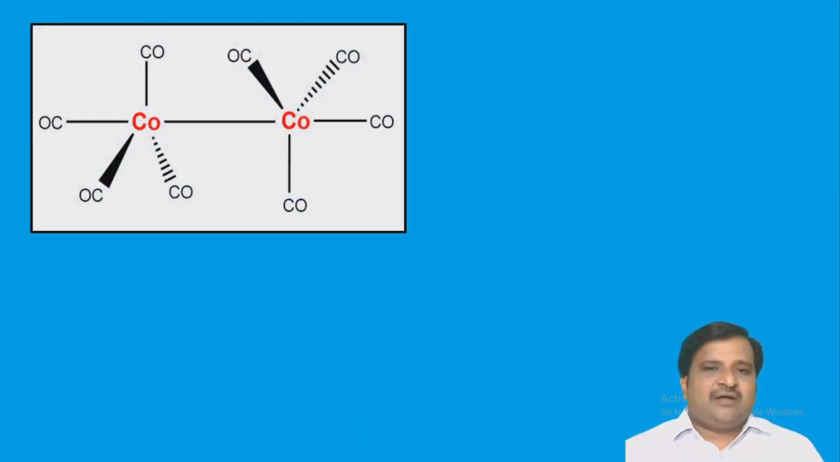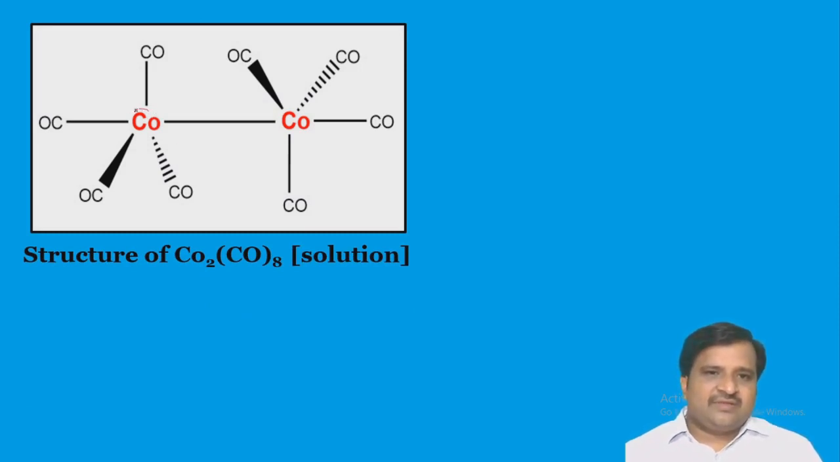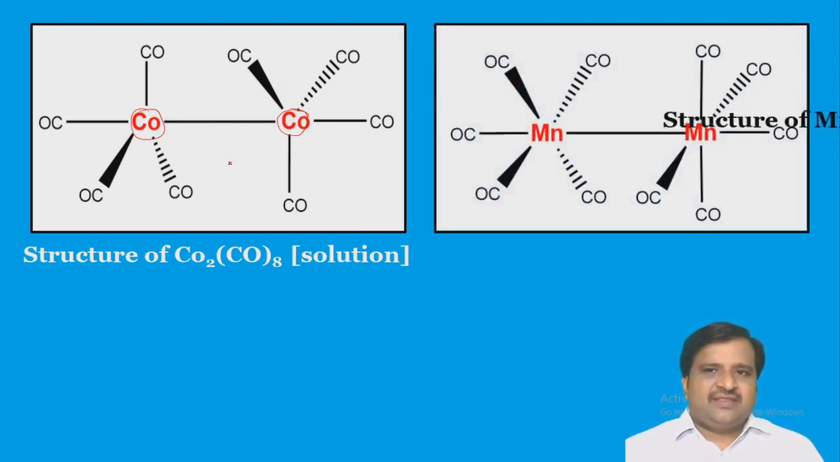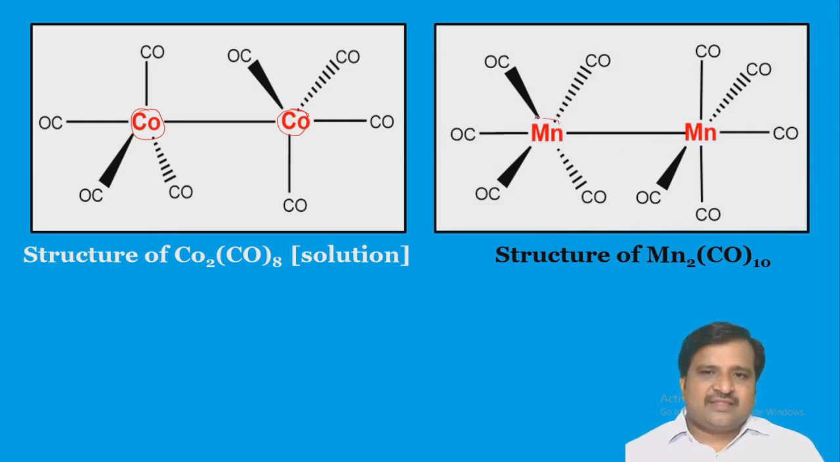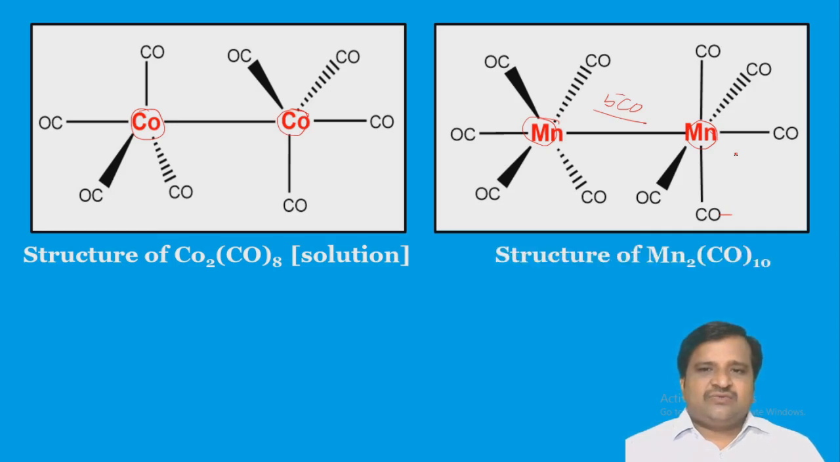The structure of Co2(CO)8 in solution state: here there is one cobalt and another cobalt metal, with a bond formed between these two metals. Each cobalt metal is bonded to four terminal ligands, and here also four terminal ligands. So there are no CO bridges in this carbonyl compound. In Mn2(CO)10, here also there are two metals, and each manganese is bonded to five terminal CO ligands directly bonded to the metal. There are no CO bridges.